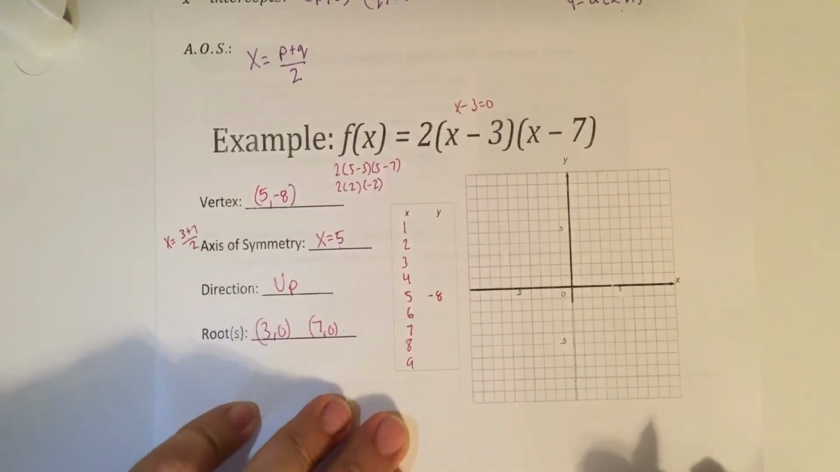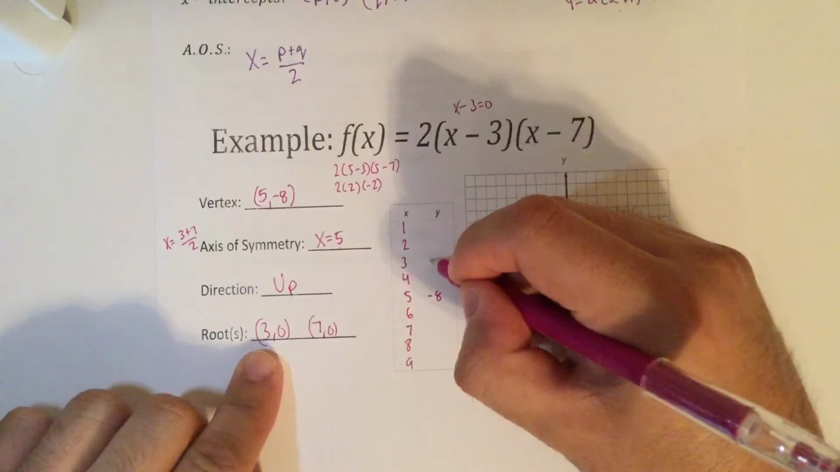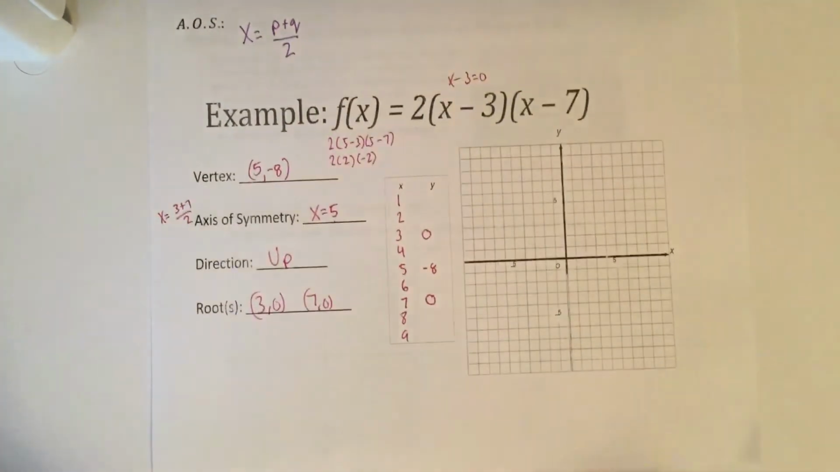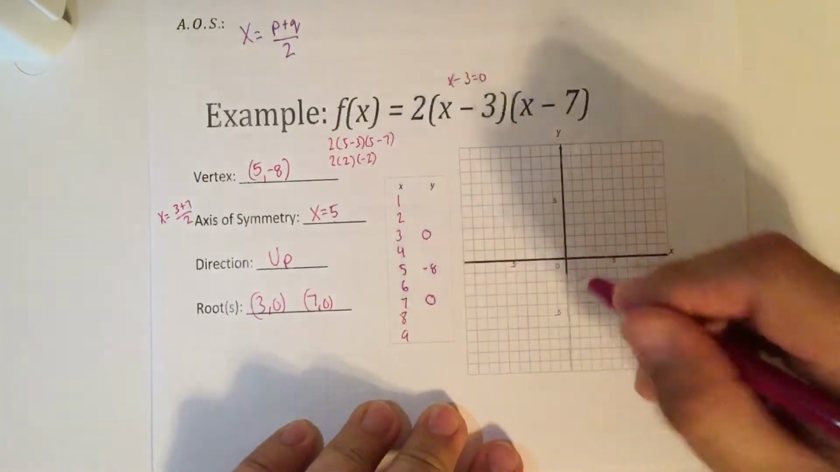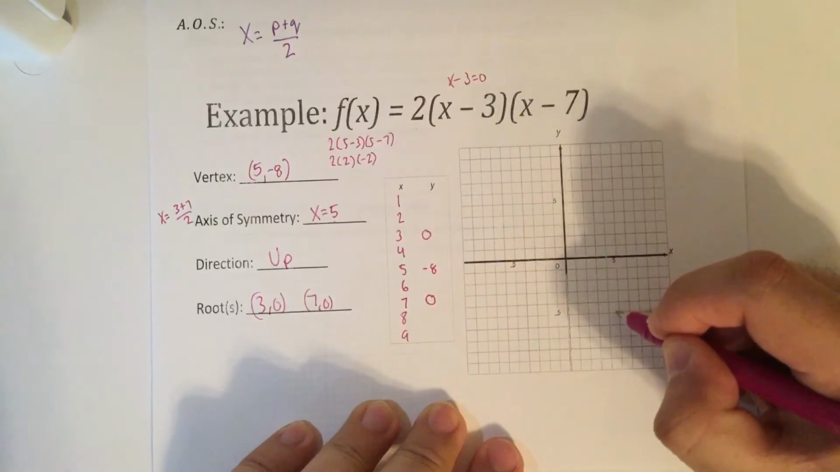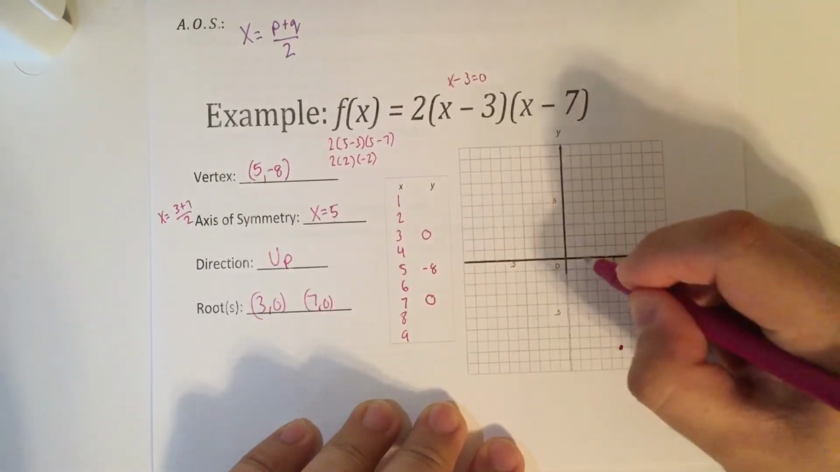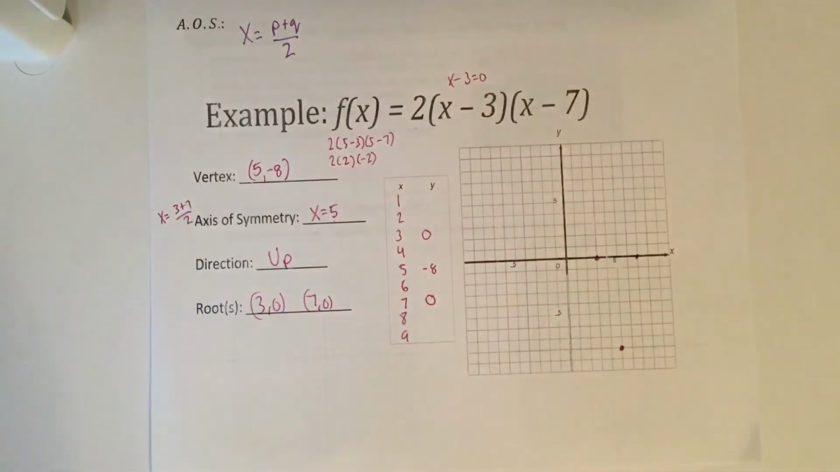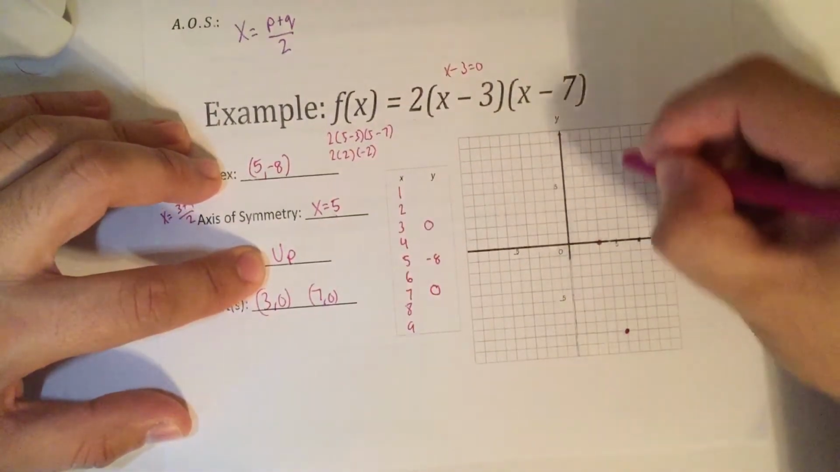Okay, so I'm still going to use the 1, 3, 5, 7 rule, but I also already know things here. I know that 3 comma 0 is one point and 7 comma 0 is another point, okay? So those are things you can do. And honestly, for intercept form, these 3 points, 5 comma negative 8, 3 comma 0, and 7 comma 0, are pretty much enough to make a parabola, but I add the extra points to make the line smoother. Okay, from here, let's draw the axis of symmetry.